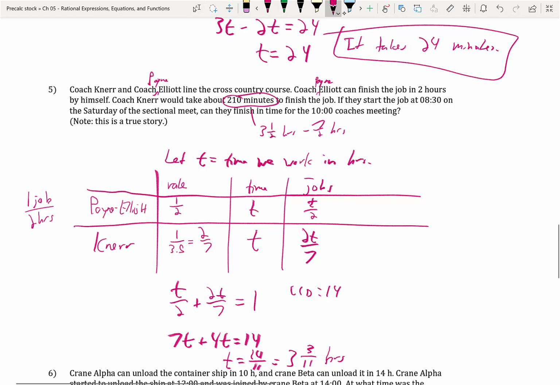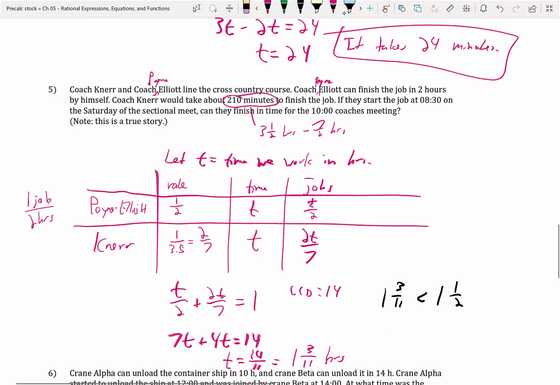So can we complete the job in time for the 10 o'clock coaches meeting? Oh, sorry, that's not 3 3/11, it's 1 3/11. So basically what I'm asking is 1 3/11, is that less than 1.5 hours? Because 8:30 to 10 o'clock is 1.5 hours, and yes, it is. 3/11 is less than a half, because 5.5/11 would be the same as a half. So yes.